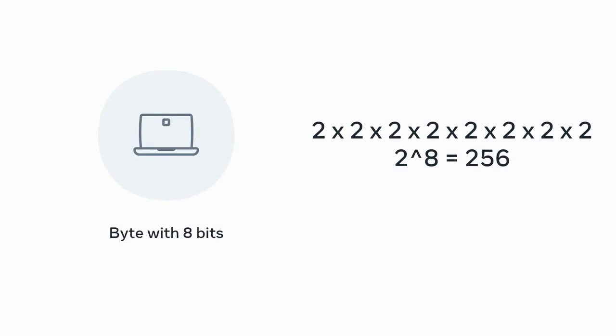Now, coming back to our original question, how many different representations can there be in a byte? It was already mentioned that a byte is made up of 8 bits, which can be either a 0 or a 1. 8 bits would have 2 to the power of 8, or 256 different combinations.